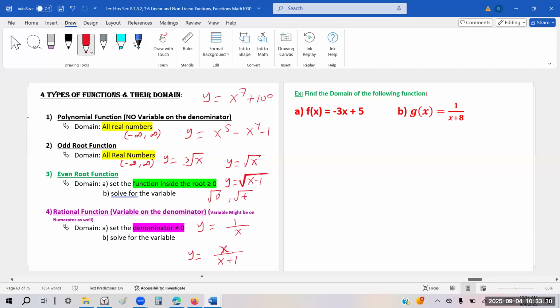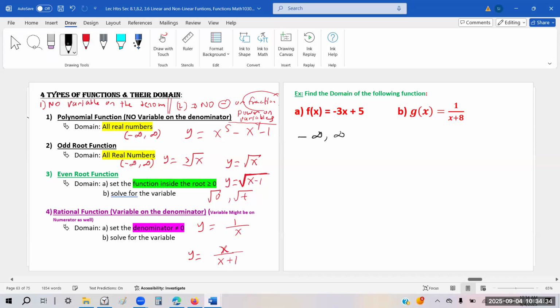So polynomial has mainly three conditions. Condition 1, no variable on the denominator. Condition 2, no negative or fraction power on variables. No negative power, no fraction power, no variable on the denominator. These three conditions. If you have these three conditions satisfied, then it's a polynomial. So it's a polynomial. So what's the domain for any polynomial?